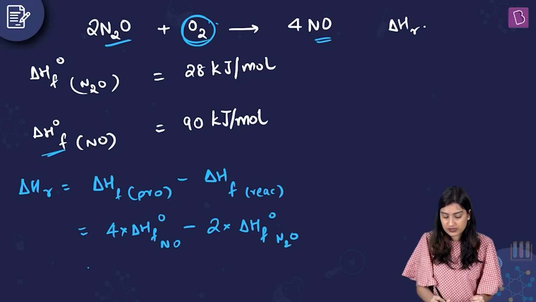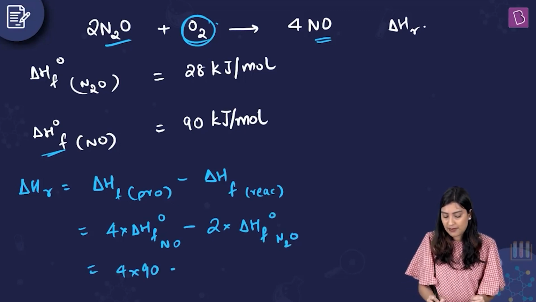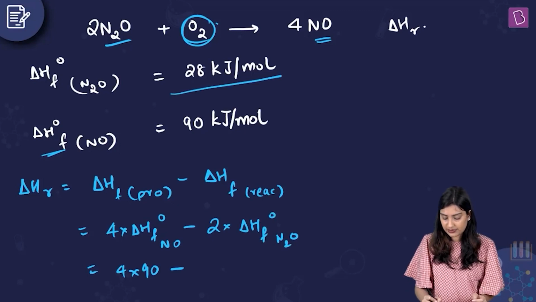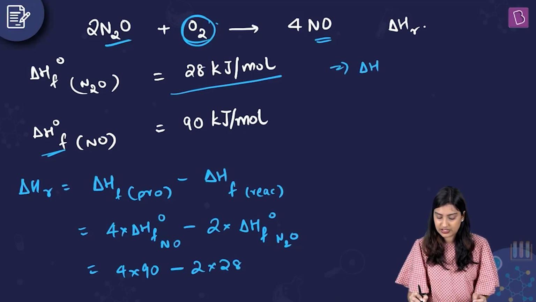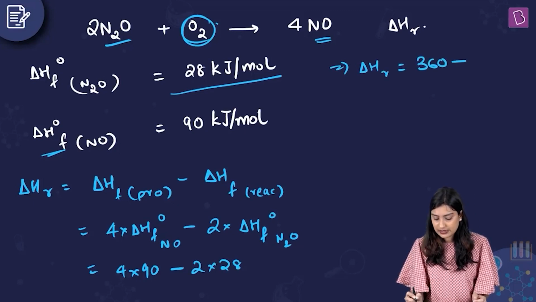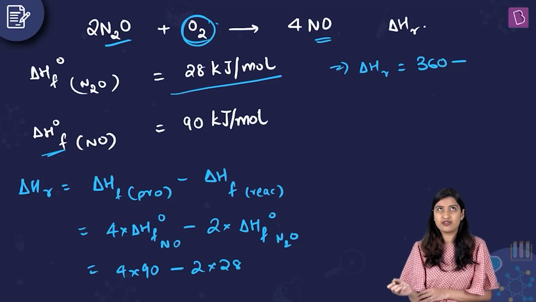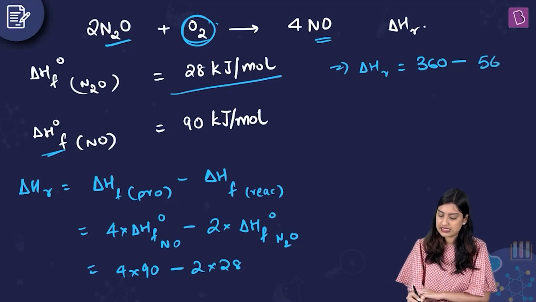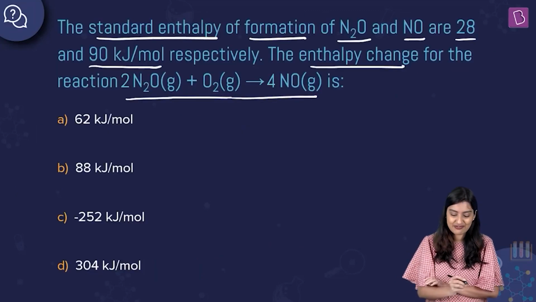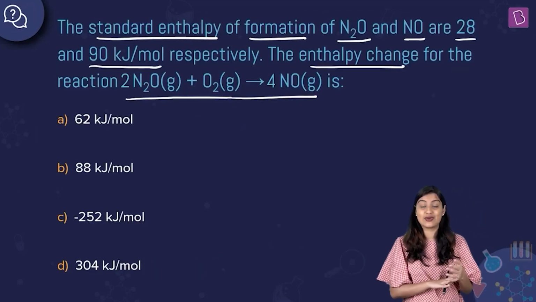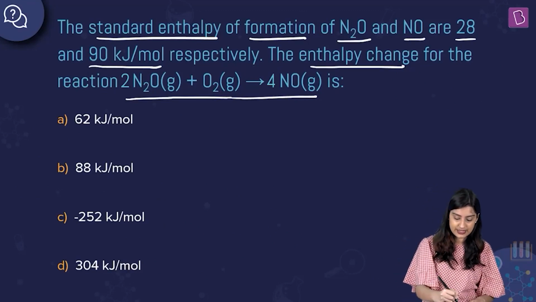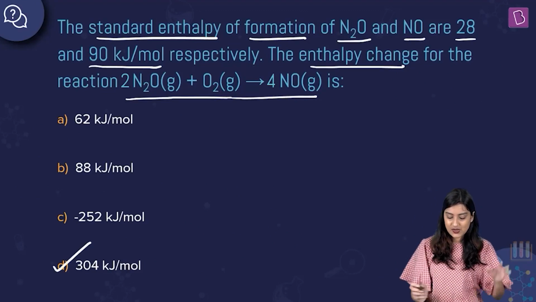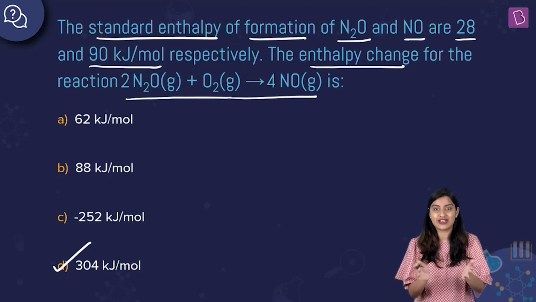Cool. Now this is nothing but 4 into 90 minus 2 into 28. So your delta HR is going to be 360 minus 28 into 2, which is 56. Correct? So this is going to be 304 kilojoules. So 304 kilojoules is going to be the enthalpy change for this given reaction, and that is being suggested by option D. So option D, 304, is going to be the right answer to this question.